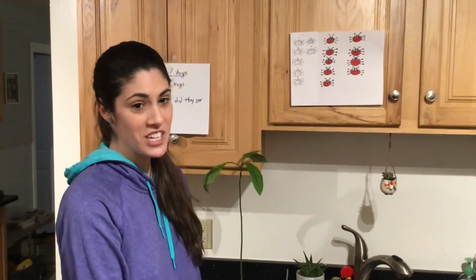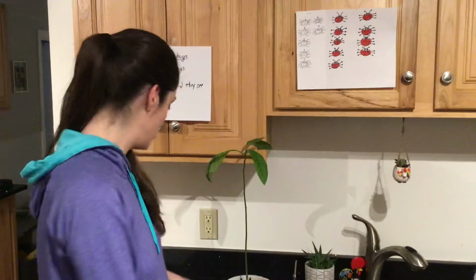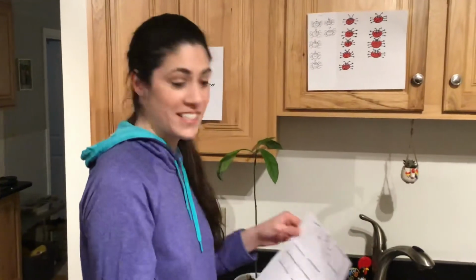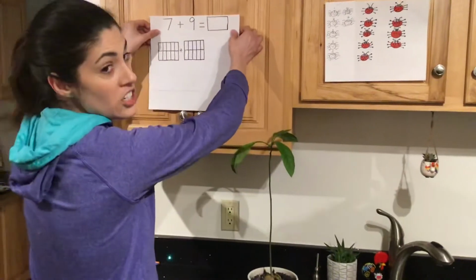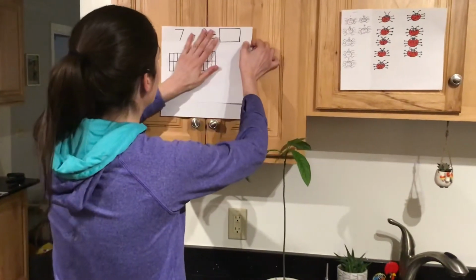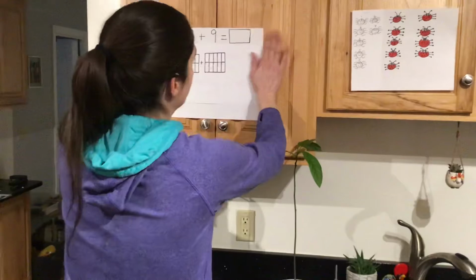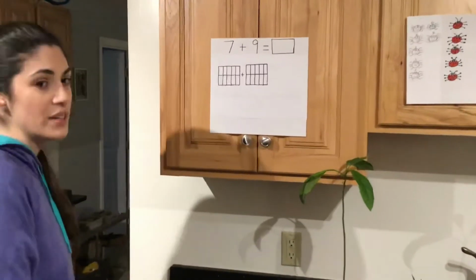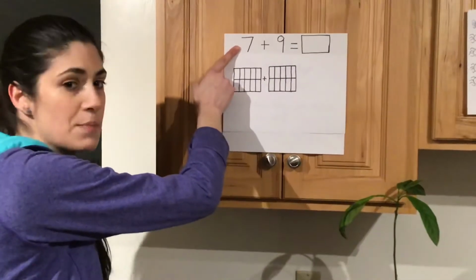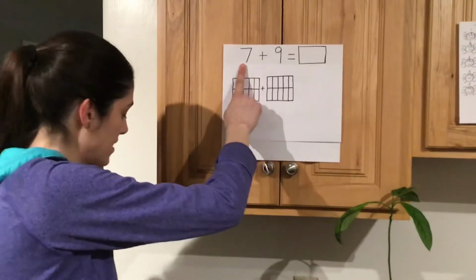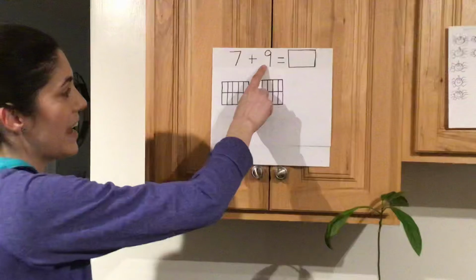Now, good mathematicians always show their work 2 different ways to check to make sure that their answer is correct. I'm going to use a double 10 frame to show my work, to check to make sure it is correct. Here you can see I've actually written out my equation or number sentence for this problem. I have 7 bugs, and I have 9 bugs.